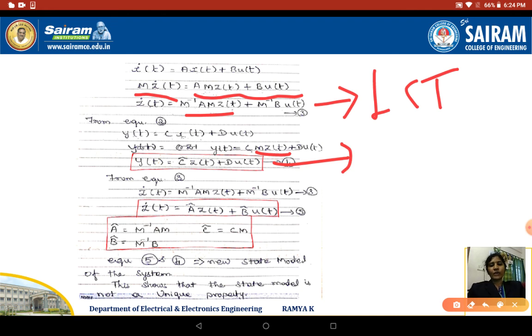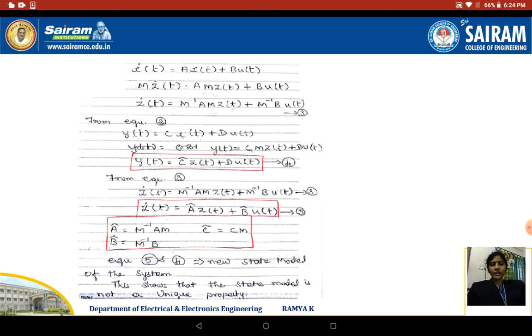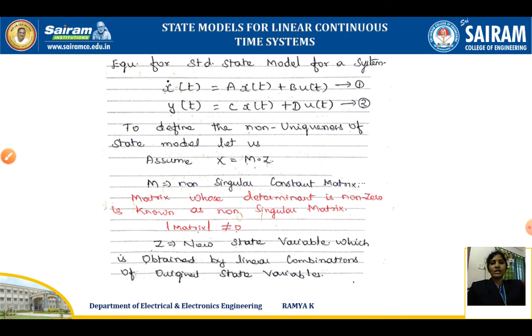So from your modified form of state equation and modified form of output equation, from these two equations, we can write A = M inverse AM, B = M inverse B, C = CM. So it is the modified form of state equation that is required for the analysis of state models in linear continuous time systems.